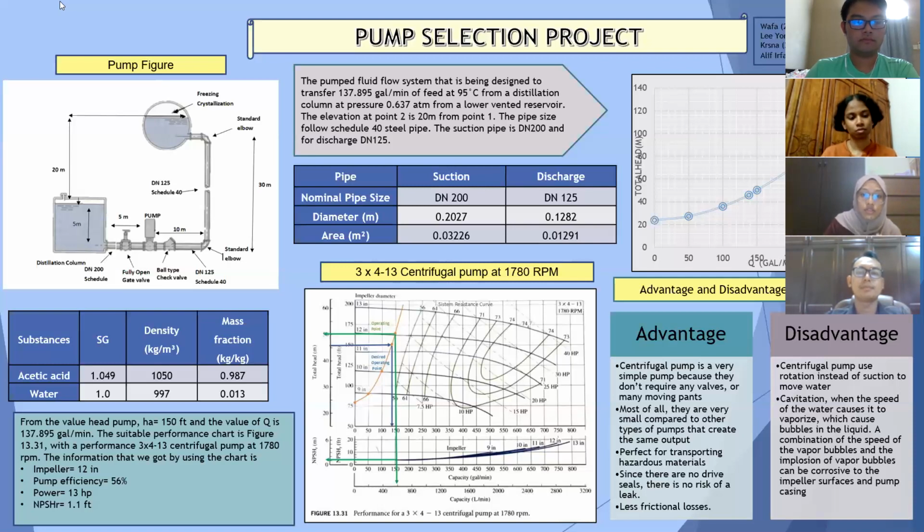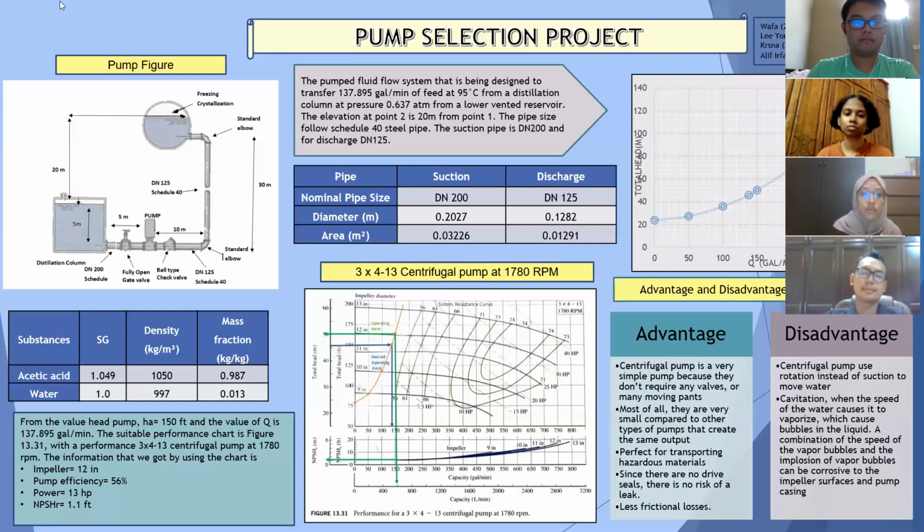The suction diameter is 0.2027, and the discharge pipe diameter is 0.1282. The area at the suction is 0.03226 meters squared, and at the discharge is 0.01291 meters squared. As said before, our acetic acid composition is 0.987, and the water is 0.013 kilogram per kilogram.